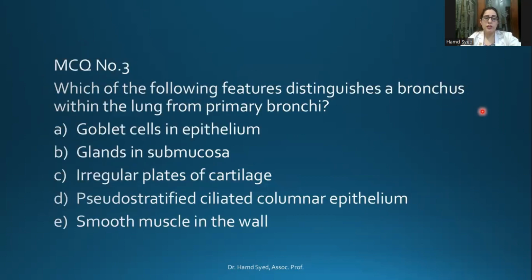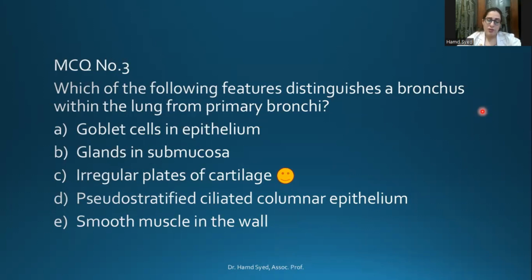Now, the third question is: which of the following features distinguishes a bronchus within the lung from the primary bronchi? Now, we know that the primary or main bronchi are the first main division segments of the trachea, and they are initially present outside the lung, but then as they branch further, the rest of the components are present within the lungs. So which feature distinguishes the bronchus within the lung from the primary bronchi?